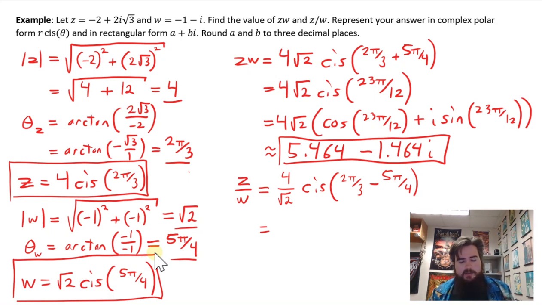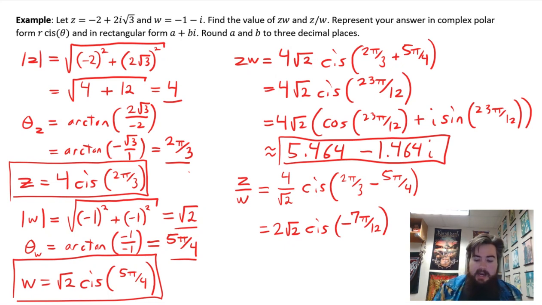You can simplify 4 divided by the square root of 2. That will come out as 2 square root of 2 times cis of 2 pi over 3 minus 5 pi over 4. That again would be 8 pi over 12 minus 15 pi over 12. That's negative 7 pi over 12. And if I use the exact same process to expand cis to cosine of this and sine of this, we can find this in rectangular form.